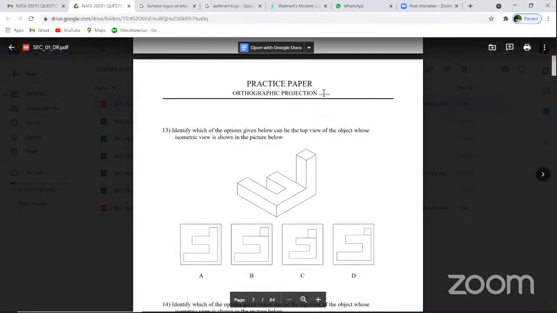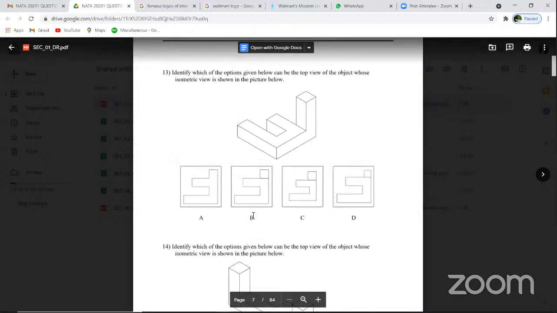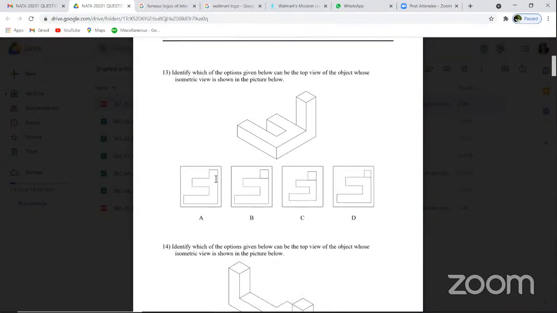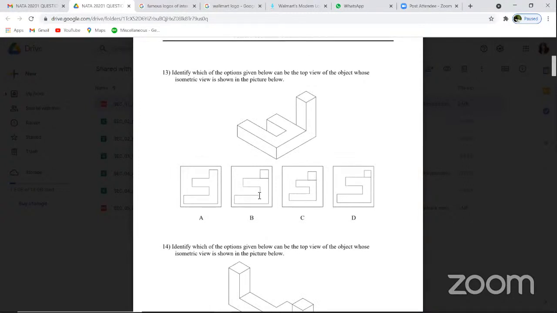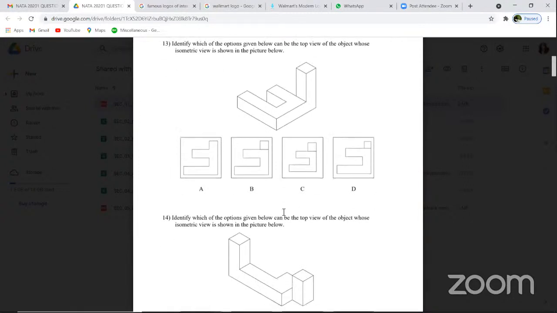Try this one. Option B. B is correct because A is wrong, there's no extra line there. This one is wrong because it's way too small; it almost comes on par with this line. This is bigger, and this is the only one which aligns correctly. So yes, B is correct.